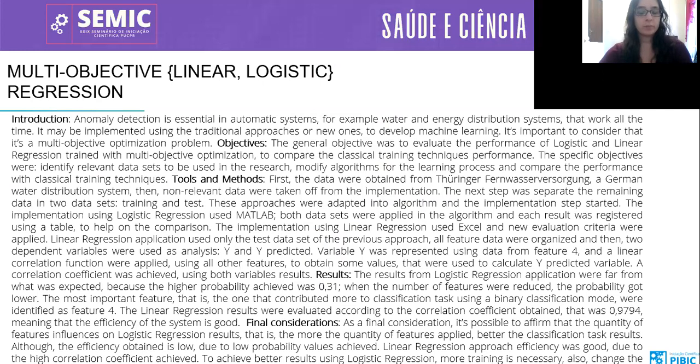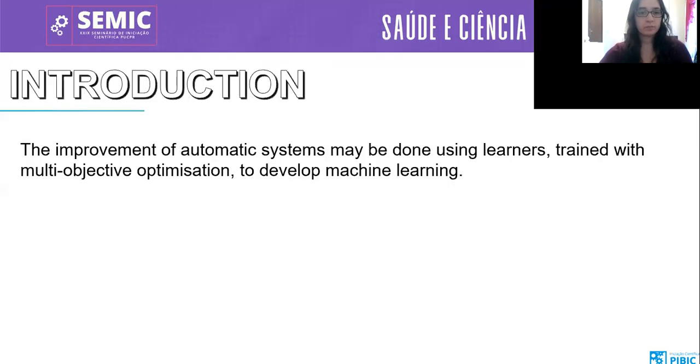This is a resume of the project that is divided in introduction, objectives, tools and methods, results, and final considerations. The improvement of automatic systems may be done using learners trained with multi-objective optimization to develop machine learning. It can be done using many approaches, but in this research, logistic and linear regression were used.